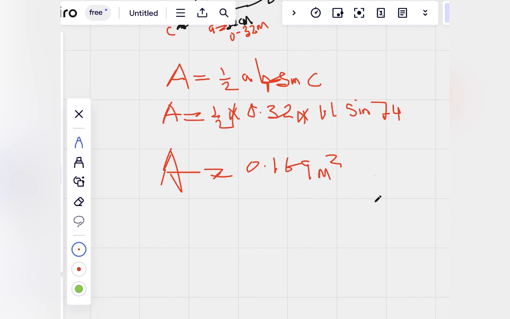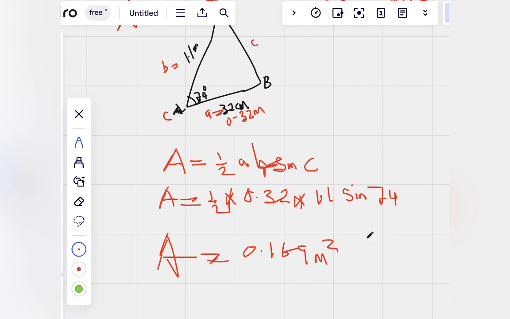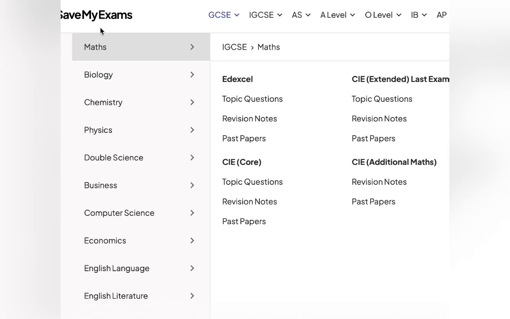Is that okay? So this is how to use this formula for a non-right-angled triangle to find the area in trigonometry. These are in your IGCSE exam question papers, paper 4. You're going to find questions like this, so please try to get the hang of how it's done.